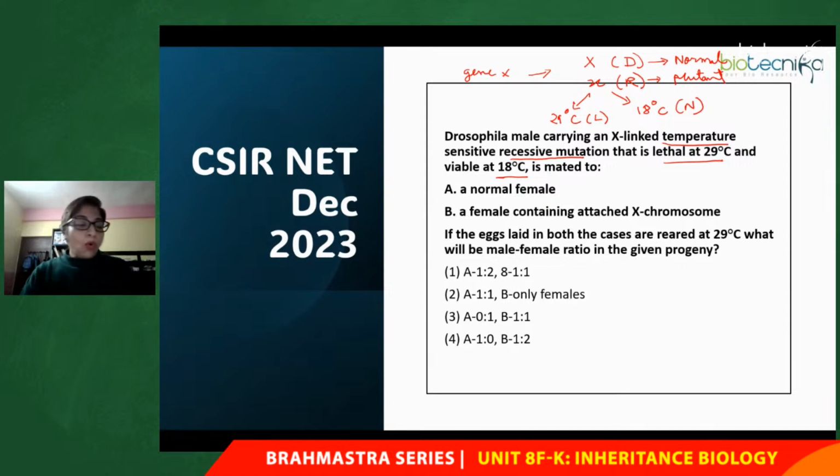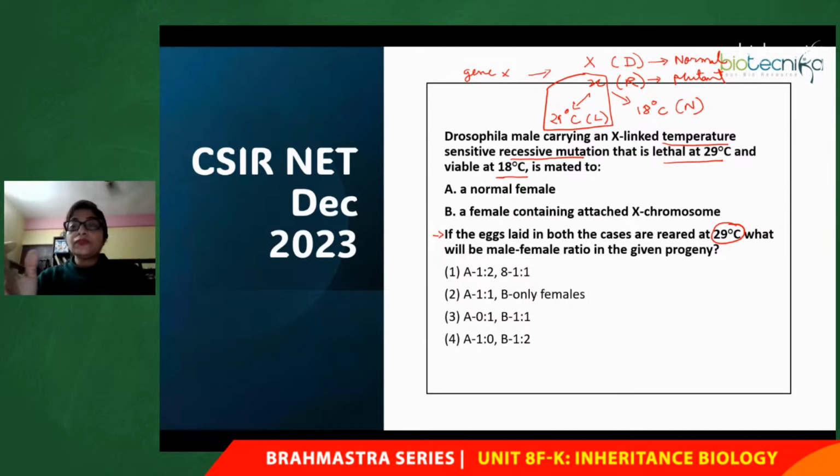Now, all this information, if you see, is only given to confuse you. Because here in the last part it says that if the eggs are laid in both the cases and are reared at 29 degrees Celsius, what will be the male-female ratio in the given progeny? So because it is 29 degrees Celsius only, there is no complication, so you have to consider that small x is lethal. Okay, so there is no complication of small x also being normal. That is completely ruled out, right? So this is only to make you confused.